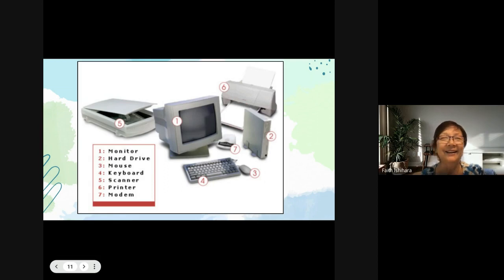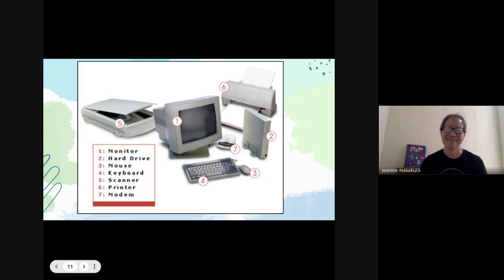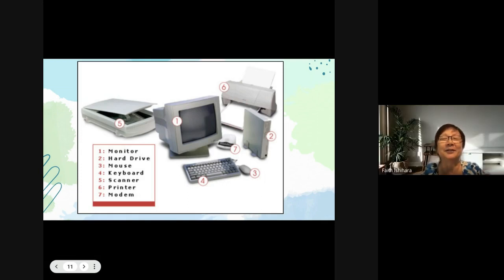Yeah, and I had to actually do some research on the modem because I wasn't really sure what that was, or how to describe it in terms of input output. According to Techopedia, the modem is one of those input output devices because you can send data in and send data out. So yeah, thanks for participating.